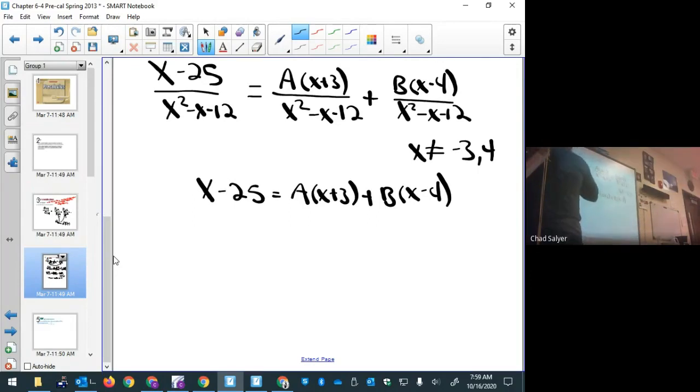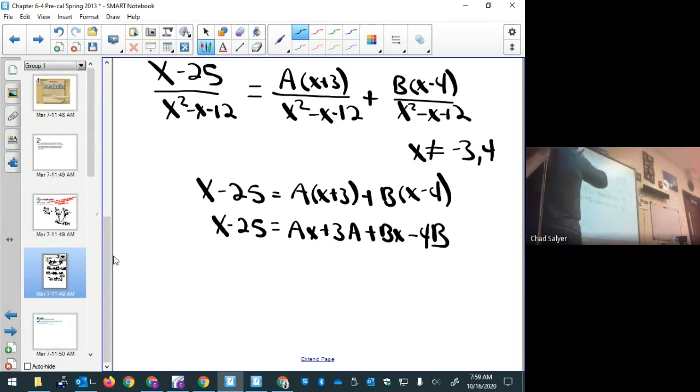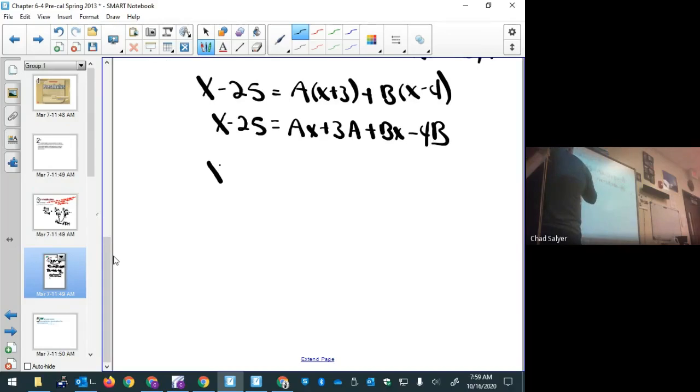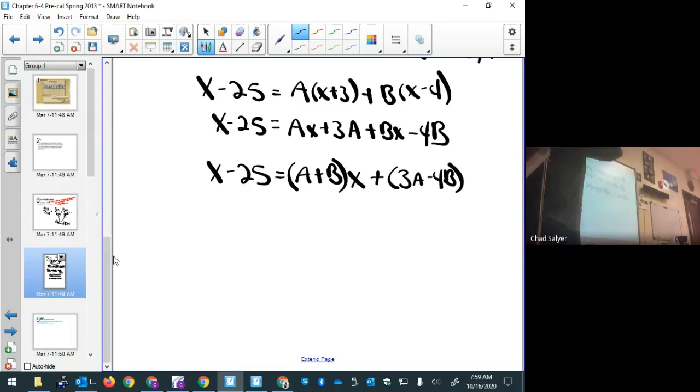Okay, so I'm going to simplify this here. And I've got two things going on. So take a second and make sure you understand how I got that simplification.